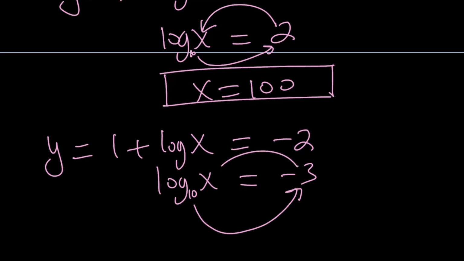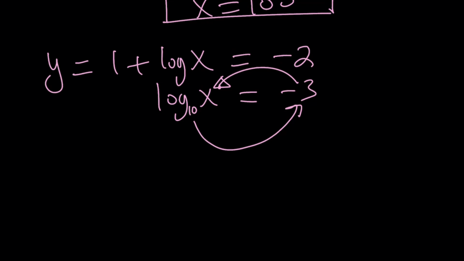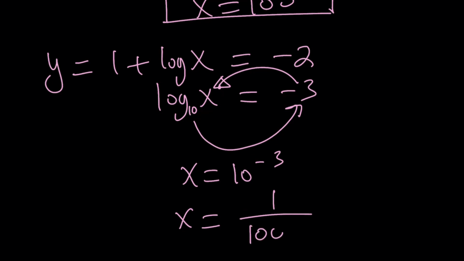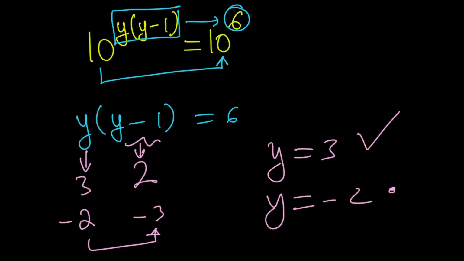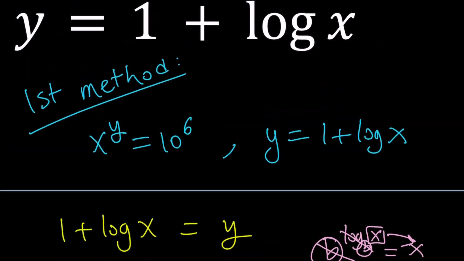Remember the definition of logarithms, very important. It's pretty much the essence. x becomes 10 to the power -3, and that can be written as 1 over 1,000 if you want to write it that way. Okay? So those are the two x values, and this brings us, not to the end of this video, but to the end of the first method.